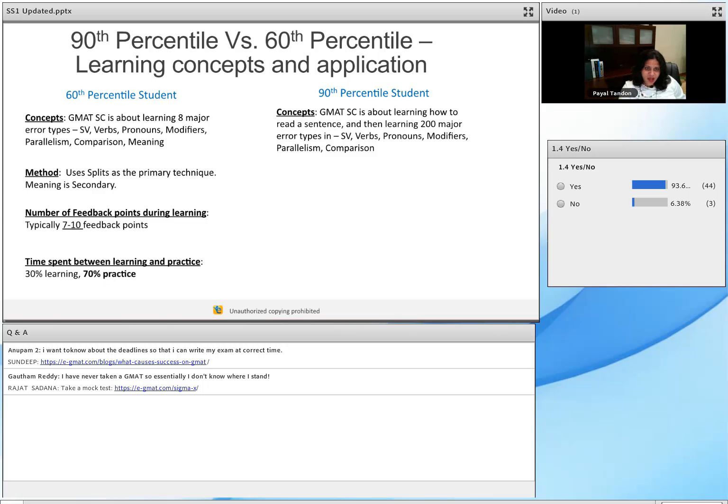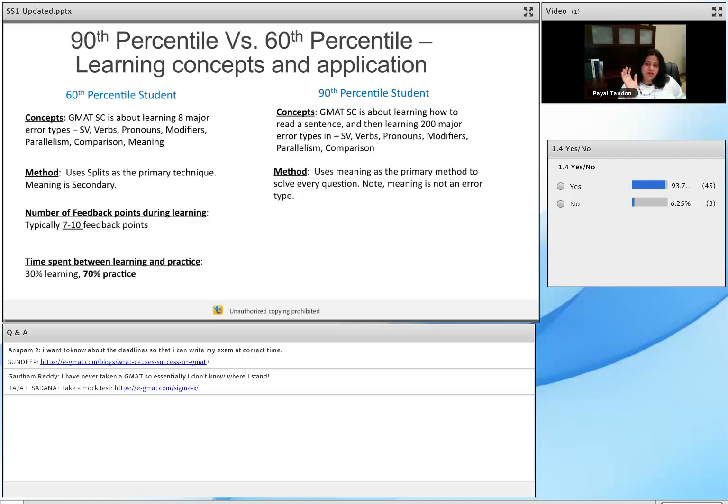He first learns how he should be reading the sentence, because he understands that GMAT SC is not about conceptual knowledge. It is about understanding the intended meaning that the author wants to communicate. So that's what a typical 90th percentile student does. He learns the manner in which you need to read the sentence and understand its meaning, and then he goes on to learning the concepts in the right way.